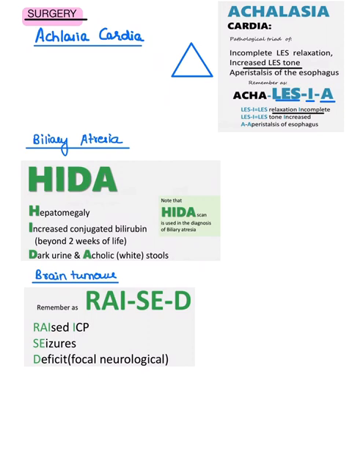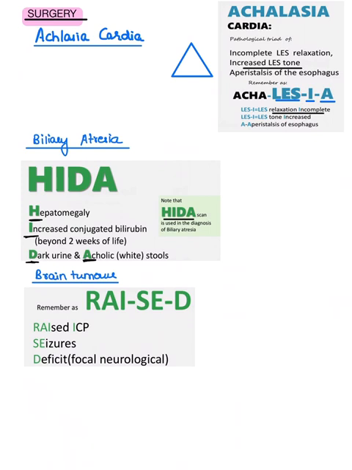Now coming on to the next one, that is biliary atresia. So biliary atresia means there is a defective biliary tree. Okay, so when the tree is defective, how do you investigate it? We investigate it with the help of HIDA scan. Okay, so you can remember the findings with the help of HIDA. H is for hepatomegaly, I is for increased conjugated bilirubin, D is for dark colored urine, and pale colored stool, that is acholic or white colored stool.